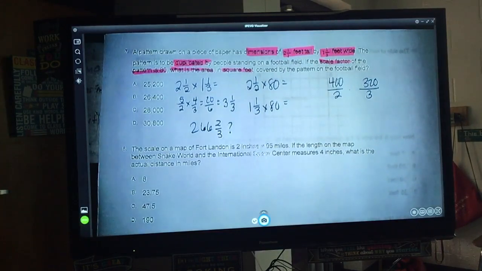Okay? So as I'm walking around, a couple people were adding it together. Why would we add it? We're finding area, right? So should we be adding anything? What do you do when you find the area? Multiply. So why not try to multiply either 400 over 2 times 320 over 3 or 106 2/3 times 200? See what you get. At this point, y'all ain't helping me, so I'm just guessing.